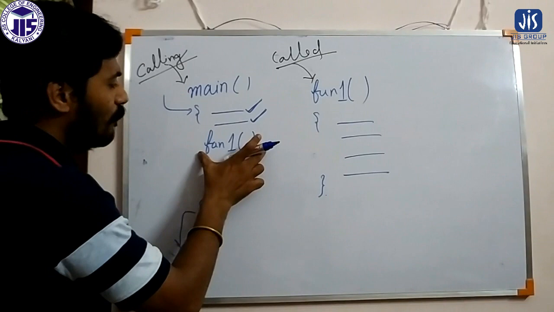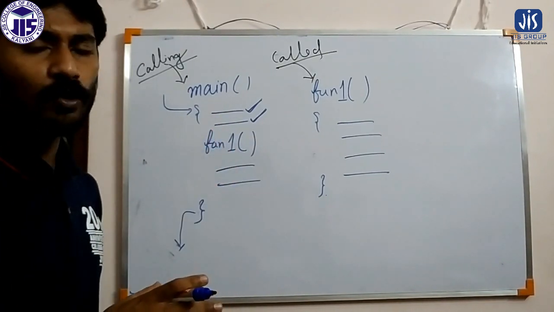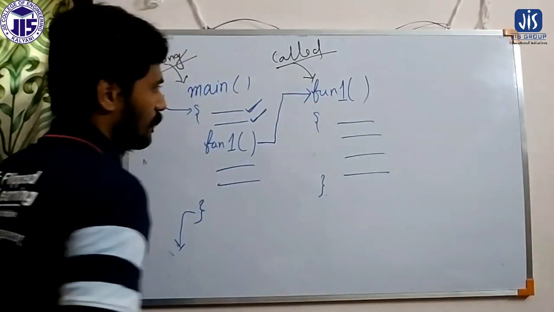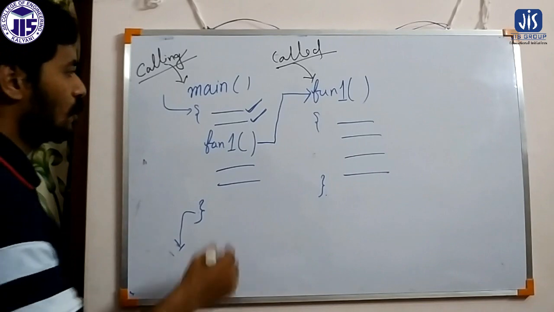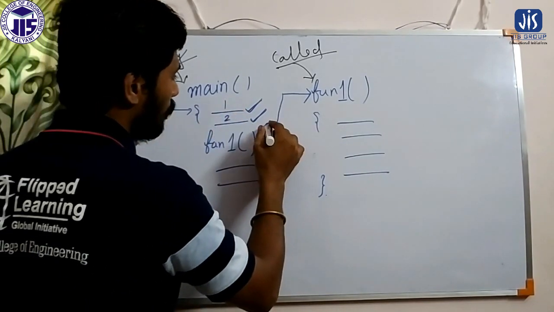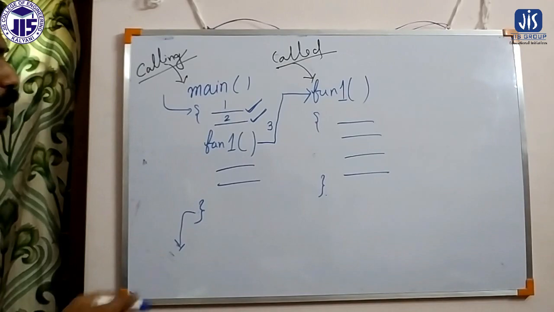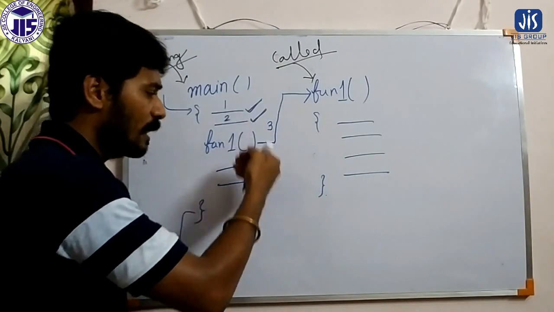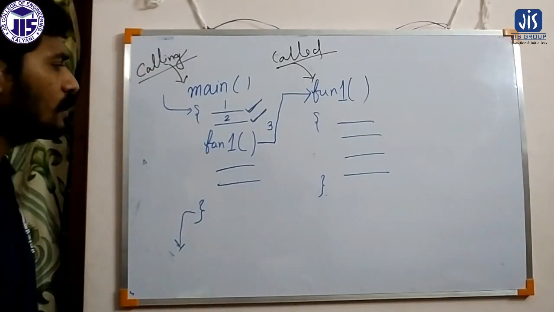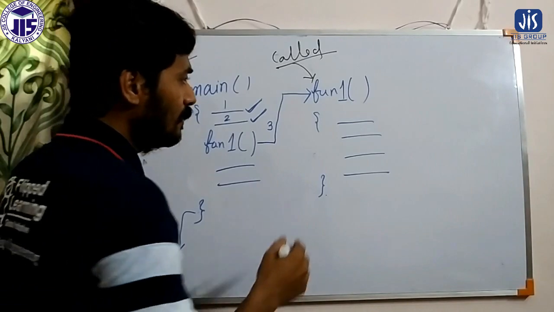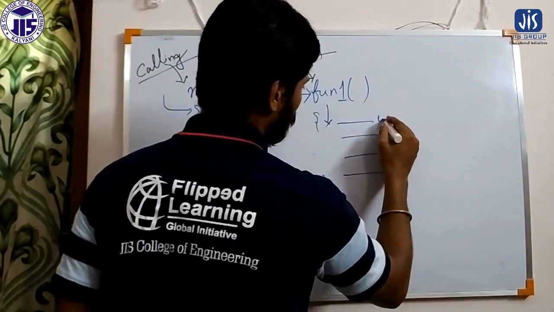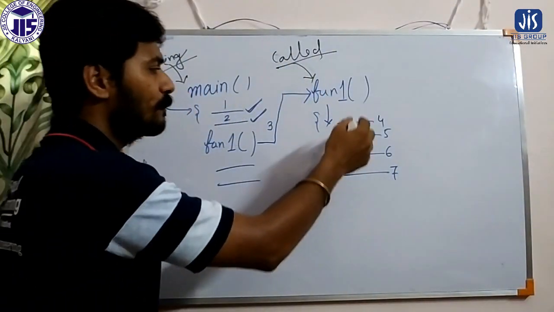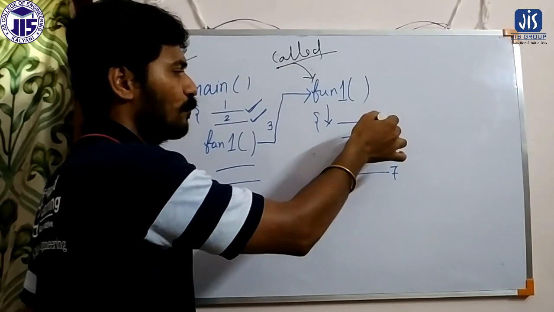After that, whenever we are calling a function, the program control will jump to that function. So this is 1, this is 2, then it will jump here. This is 3. It will jump to that particular function, wherever it is. It may be before main, it may be after main. Wherever it is in the program, it will jump there and execute the function. There are 4 statements, and it will execute them sequentially: statements 4, 5, 6, 7.